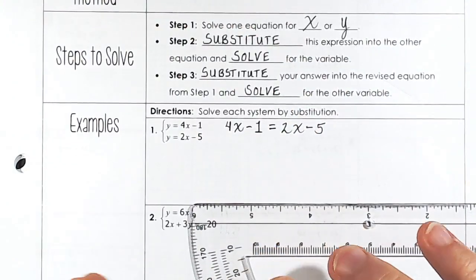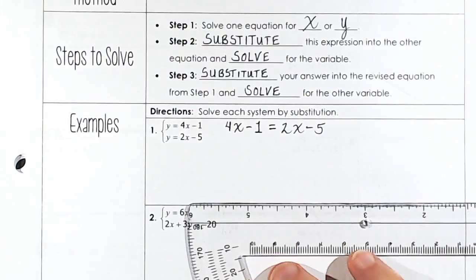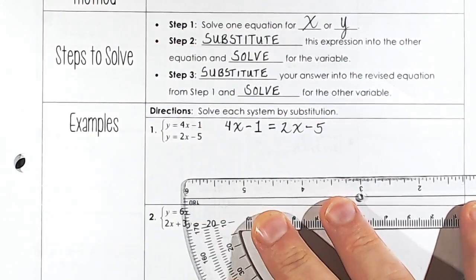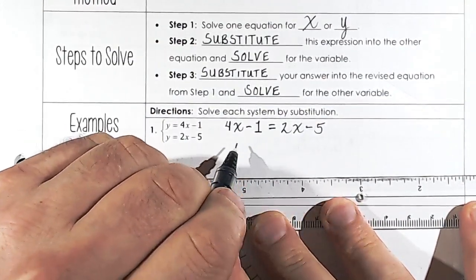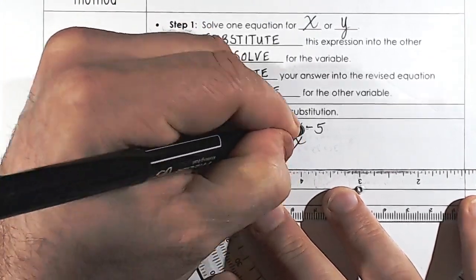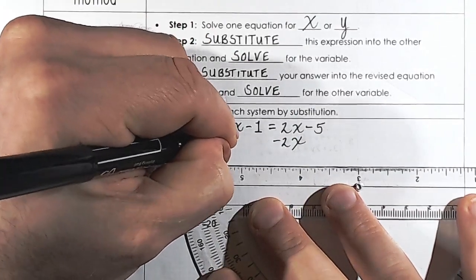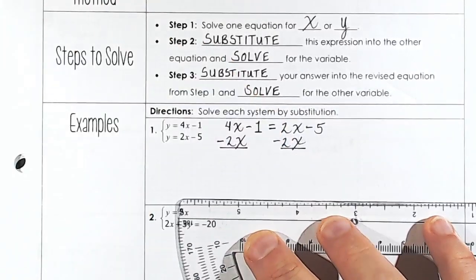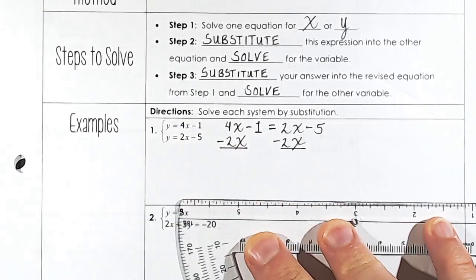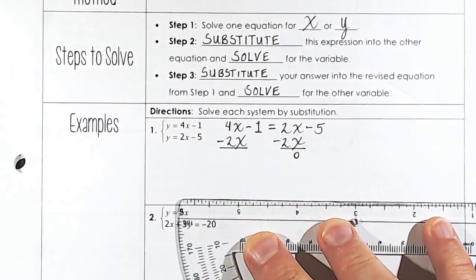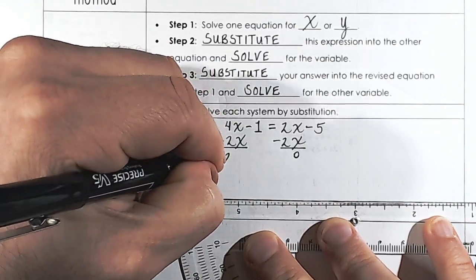And so now we're going to solve for x. This is where we solve for the variable. We'll try to gather our x's on the same side of the equation, on the left side. What I'll do here is subtract 2x from both sides. On the right side of the equation, 2x minus 2x leaves behind 0. And on the left side, 4x minus 2x leaves behind 2x.